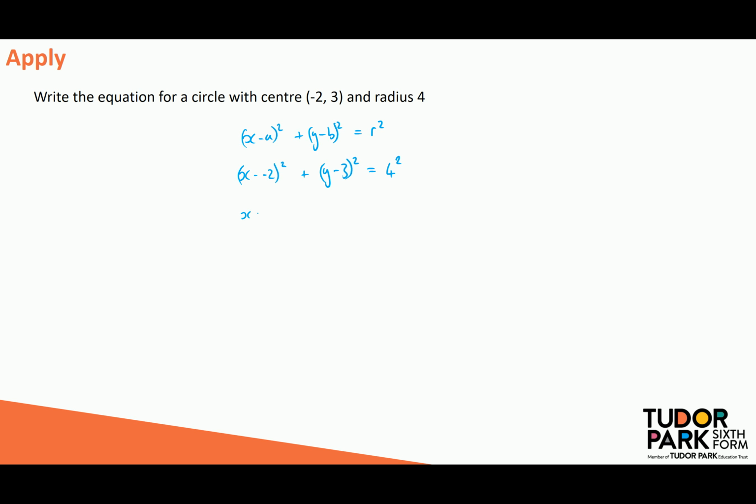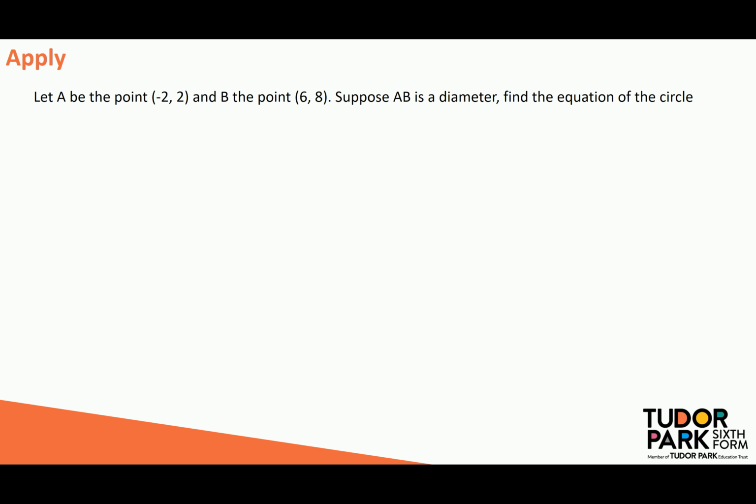So I can tidy that up slightly and write that down as x plus 2 squared plus y minus 3 squared, and either leave that as 4 squared or I can write it as 16. But here we have now an equation for a circle with centre negative 2, 3 and radius 4. In the next example I've got points A and B which are going to create a diameter, and from this I want to be able to find the equation for the circle.